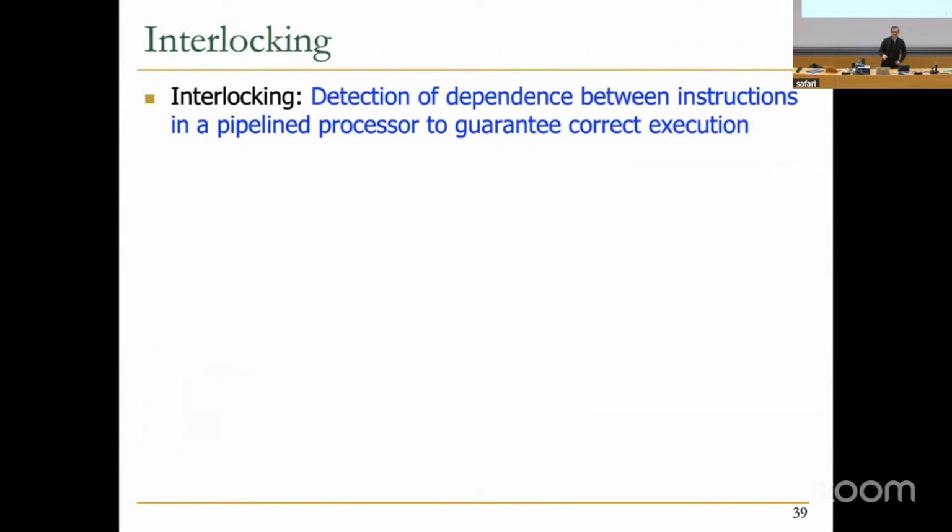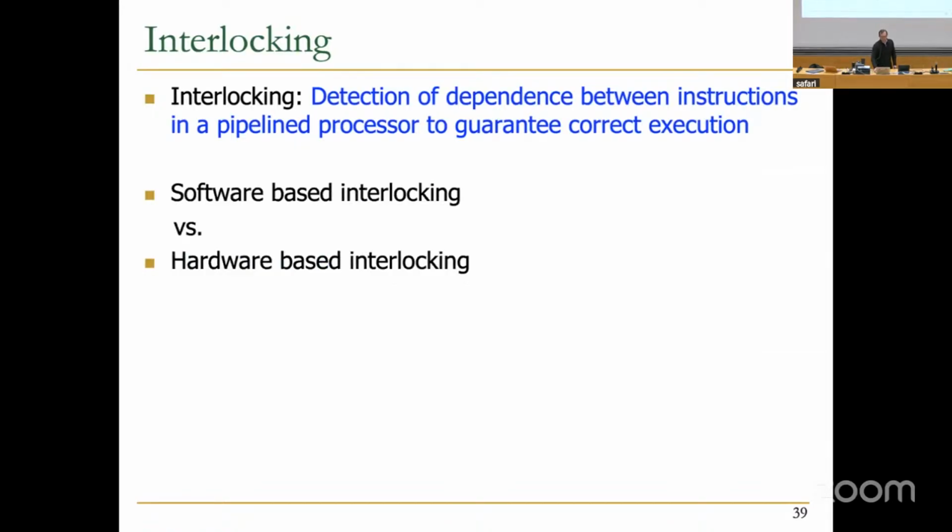Okay, so now let's talk about interlocking or detection of dependence. Essentially, interlocking is the detection of dependence between instructions in a pipeline processor to guarantee correct execution. And as we will see more and more in later lectures, there are ways of doing this in software, and there are ways of doing this in hardware. So there's software-based interlocking, meaning software detects the dependence between different instructions and does something about it.